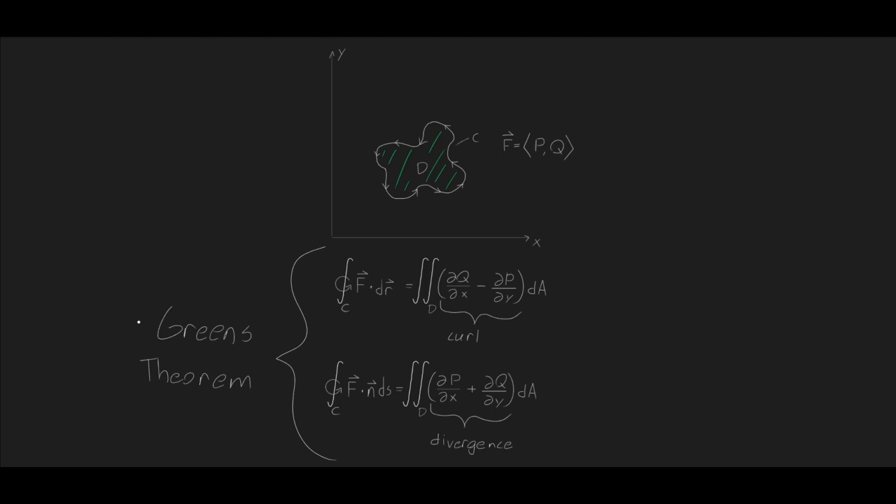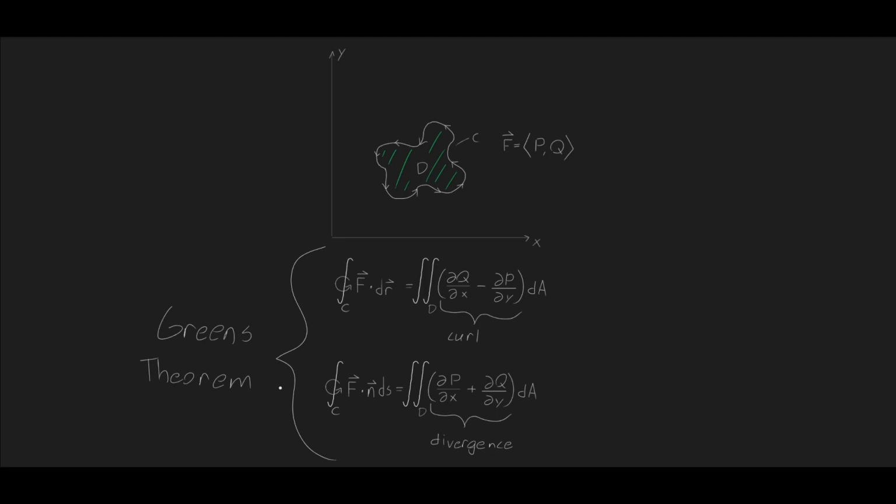What Green's theorem says is that the line integral of F along C is equal to the double integral over D, which is the area which the curve encloses, of the curl of F, or the partial derivative of Q with respect to x minus the partial derivative of P with respect to y. And so this here will help us simplify line integrals.